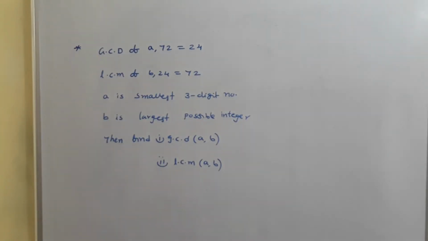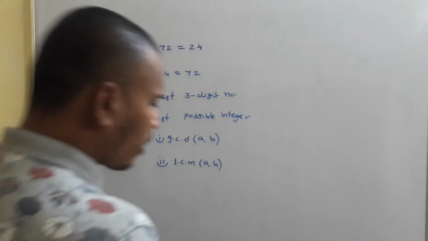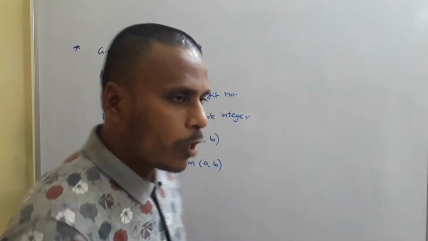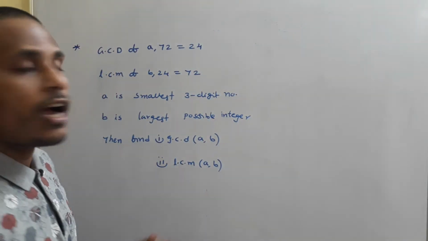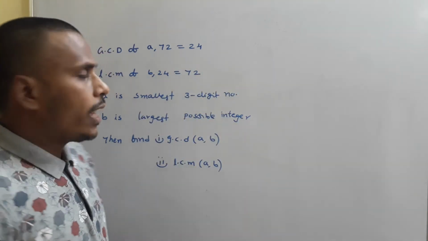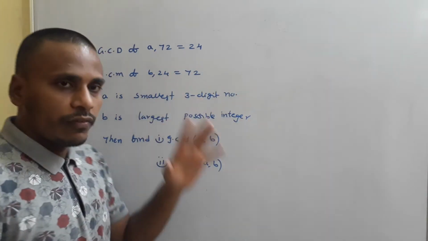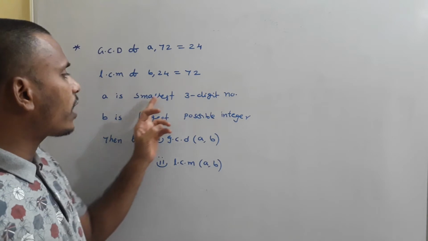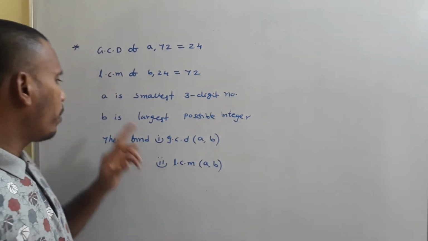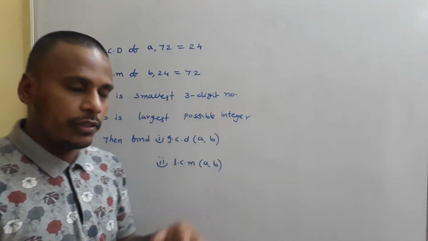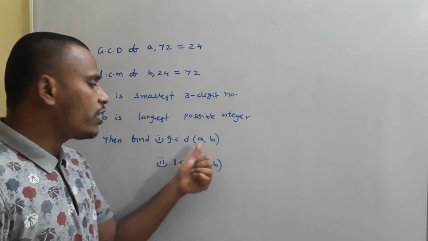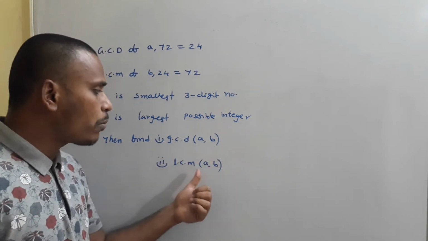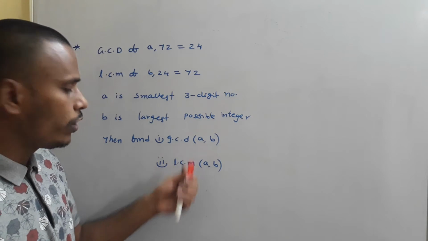Next logical problem, and this problem is related to GCD and LCM. See, GCD of A comma 72 is 24. LCM of B comma 24 is 72. A is given as the smallest 3-digit number, B is the largest possible integer. Then find GCD of A comma B and LCM of A comma B. That's what we have to find.